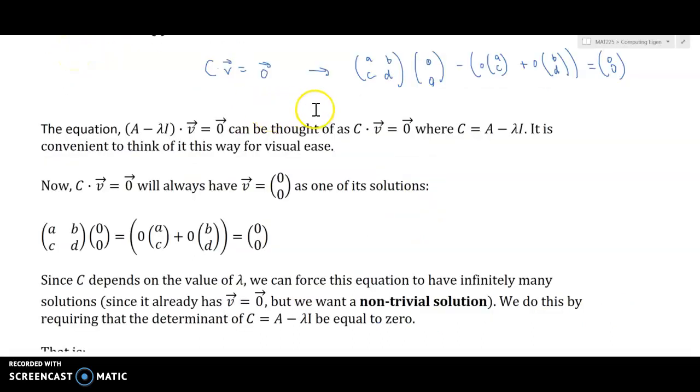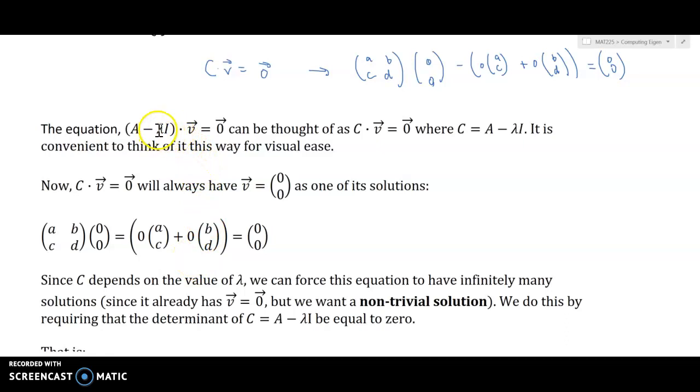So one of the things that we can observe is that the equation A minus lambda I times v equals 0 can be thought of as C times v equals 0, where C takes on the value A minus lambda I. The only reason we do that is just so that you can see that the coefficient in front of v is just a coefficient matrix. Now, we said that 0, 0 is going to be one of the solutions automatically, and here's, again, that justification typed out. So how do we get more than just the 0, 0 vector as a solution to this?